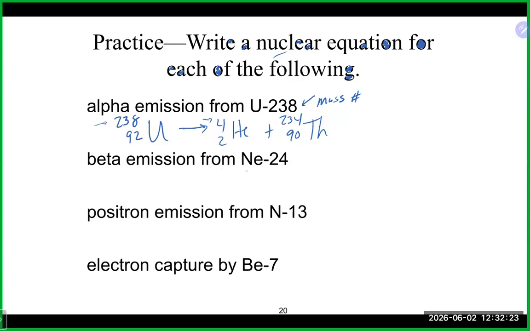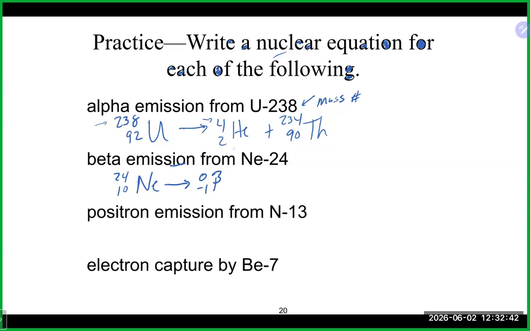Beta emission of neon-24. So once again, starting with neon and 24 up on top, go in the periodic table. Neon is number 10. Emission again tells us this is on the product side. And the beta particle, again, we can use the beta symbol, or we could also use the little e for the electron if you like.